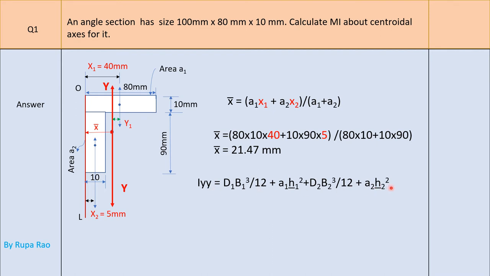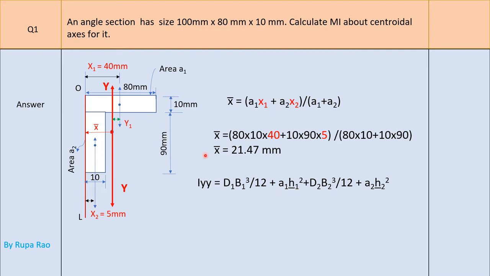This is how, using the parallel axis theorem, we will transfer. d1 b1 cube by 12 will give me the moment of inertia about its own axis y1 here. When I add the term a1 h1 square, I transfer the moment of inertia from the axis y1 to yy. Similarly, d2 b2 cube by 12 will give us the moment of inertia about this axis, which is y2. When we add this term a2 h2 square, we transfer it from this axis to the axis yy of the angle section.